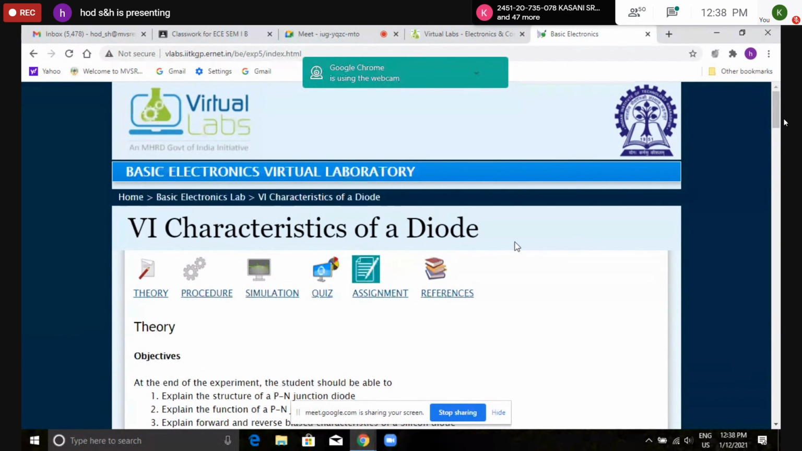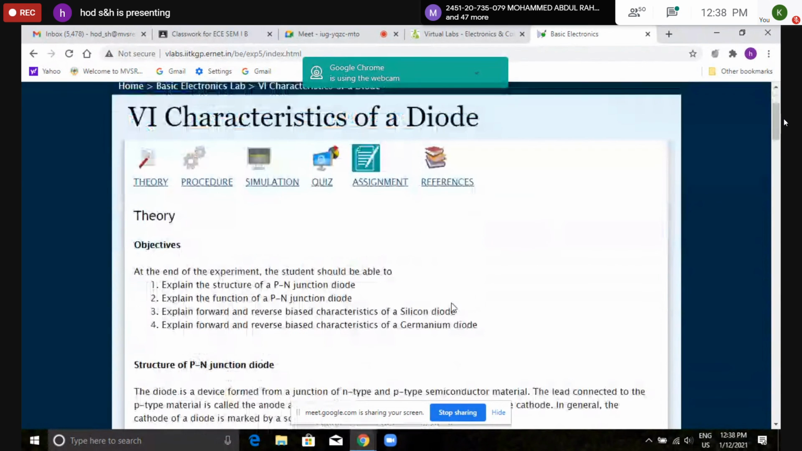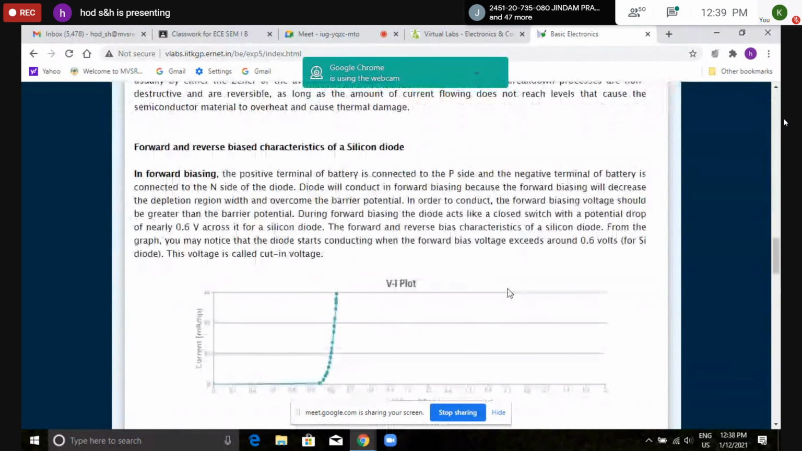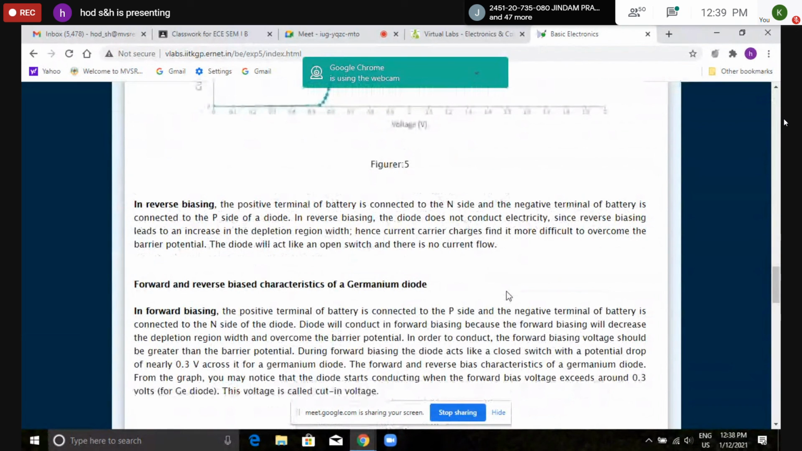That you should click. Then theory: a little bit of theory about what you are going to calculate, and VI characteristics of a diode. Some theory is there. Just go through the theory after having your lunch. At 2 o'clock I'll start this one. I will explain the fundamental aspects, relevant to the experiment only. What is p-type, n-type, and what is a p-n junction diode? What is forward bias arrangement and reverse bias arrangement? That theory part I will explain in brief, and we'll focus mainly on the simulation part, how to connect the circuit and how you can take the readings.